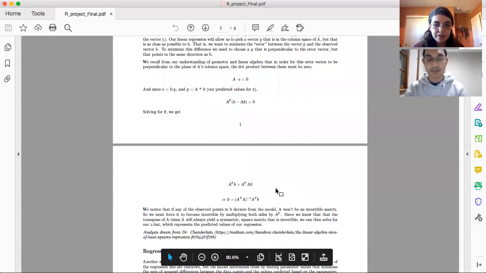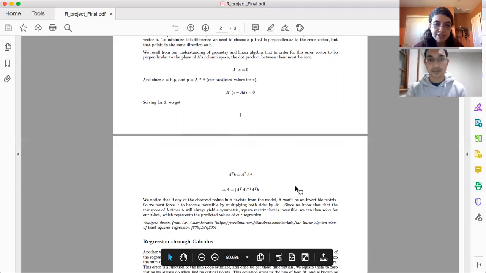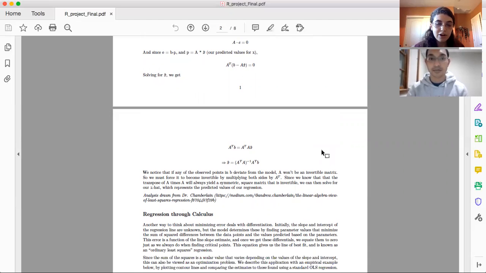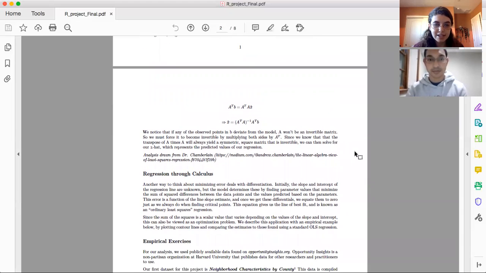And in order to ensure that A is always an invertible matrix, we need to multiply both sides by A transpose, and then we are left with a symmetric square matrix that is always invertible, and we can solve for our x hat, which are our predicted values. And again, these predicted values are the estimated relationship that RStudio or whatever programming software is doing under the hood to create this model between any number of variables. This analysis was drawn from Dr. Chamberlain's lecture, and the source is cited there.